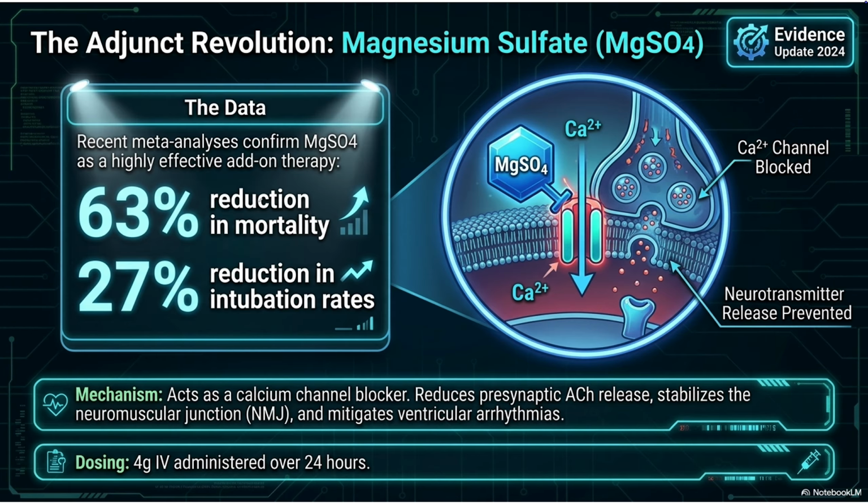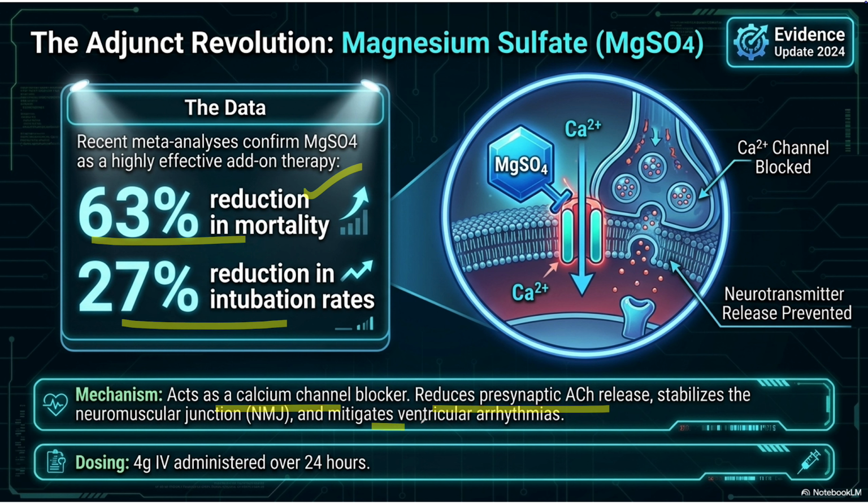Magnesium sulfate has gained increasing interest as an adjunctive therapy in organophosphate poisoning. Look at the statistics presented. Some studies suggest reductions in mortality and intubation rates. Mechanistically, magnesium may reduce acetylcholine release and stabilize membranes. It may also help with arrhythmias and seizures.